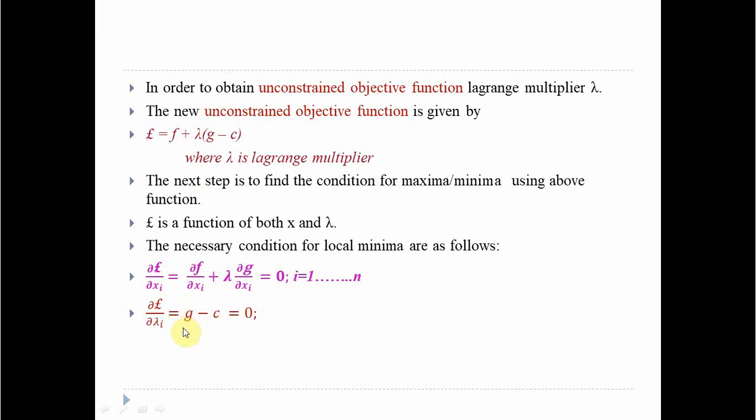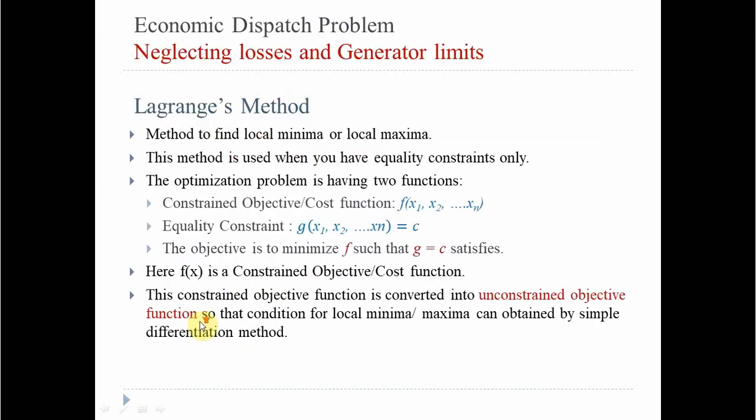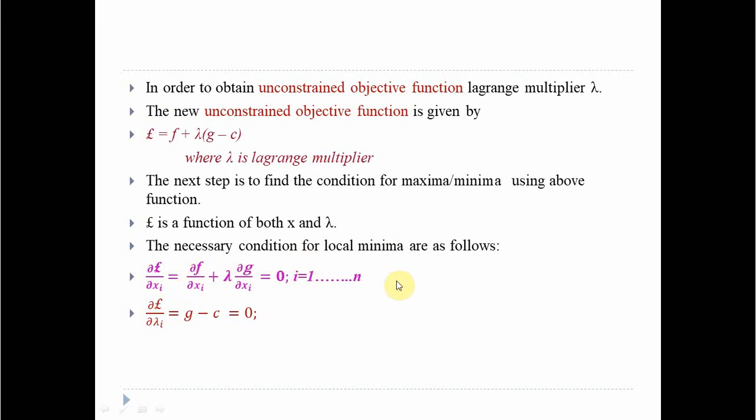Now g minus c equal to 0. This is the original constraint that we have taken. And so the condition for local minima you get from this particular expression, that is the first expression, is used to get the condition for local minima or maxima.